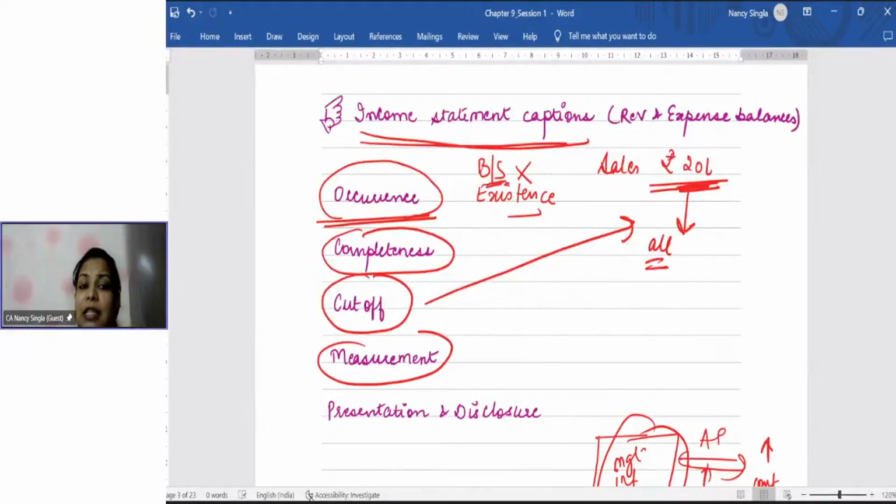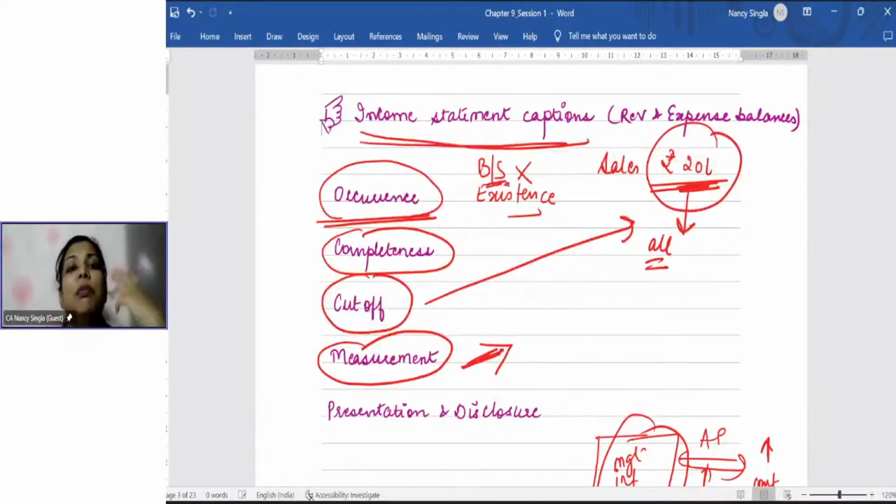Measurement. Like in balance sheet items, your building, plant and machinery, we say valuation assertion. But here you will not value the income statement or expense items. You will measure. So this 20 lakhs amount has been measured appropriately. The discounts, the GST, everything that was supposed to be calculated has been appropriately calculated.